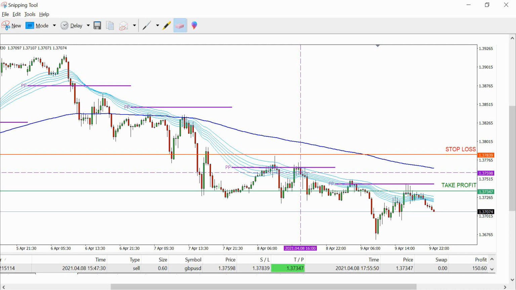And then the last one is this blue line here, a bit thicker, and that is the 200 EMA. The 200 EMA just gives me that long-term view, over the next few time frames, of where it is.